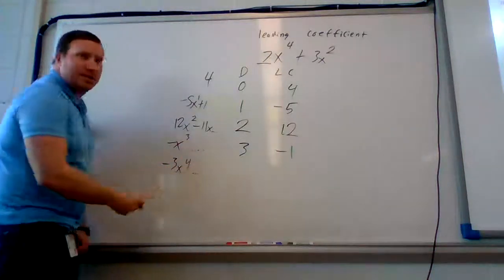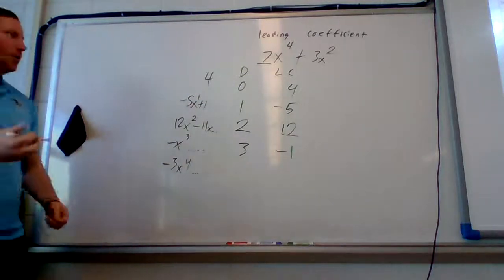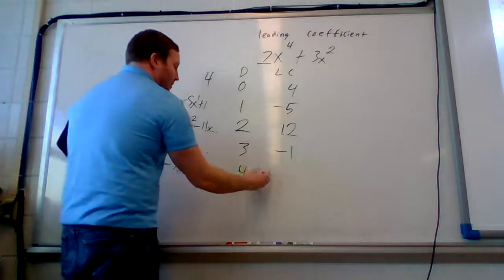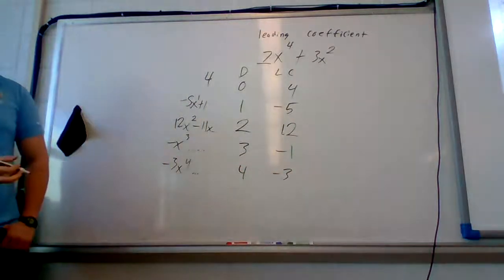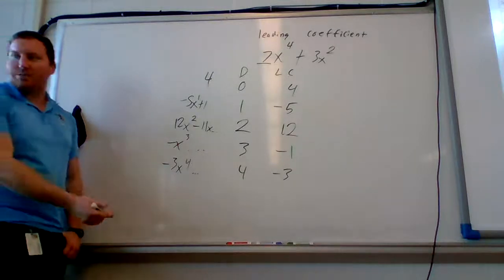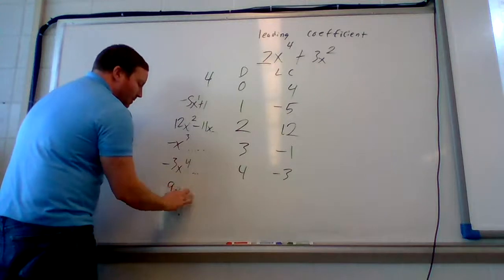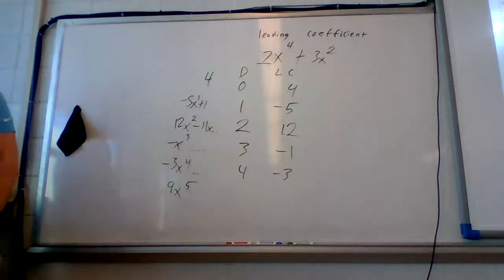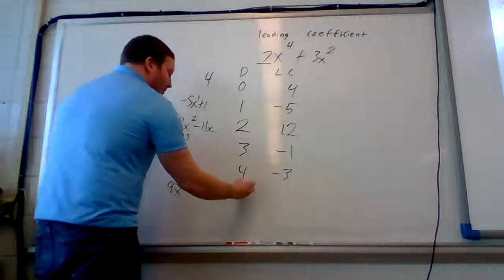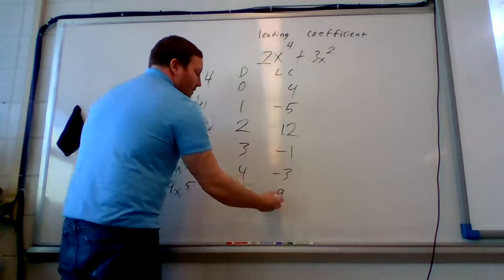And some more things. What's our degree? 4. What's our leading coefficient? Negative 3. And our last one, we've got 9x to the 5th plus 2x to the 4th. Again, all we really care about is that first term. What's our degree? 5. And the leading coefficient? 9.